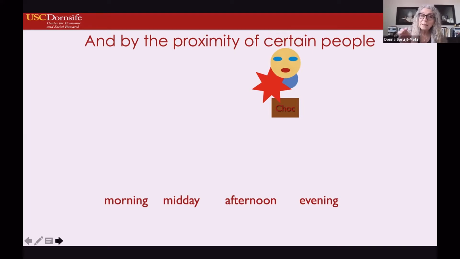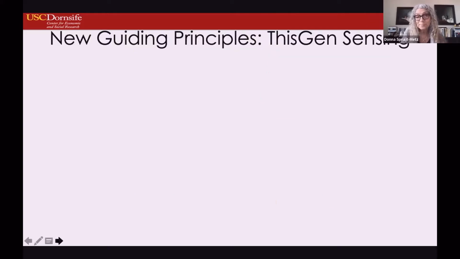So these linear models don't serve us well in a dynamic world, but they do represent decades, if not centuries, of research. And we shouldn't throw the baby out with the bathwater. We just have to repurpose them. There are some new guiding principles in this world, and it's this gen sensing.